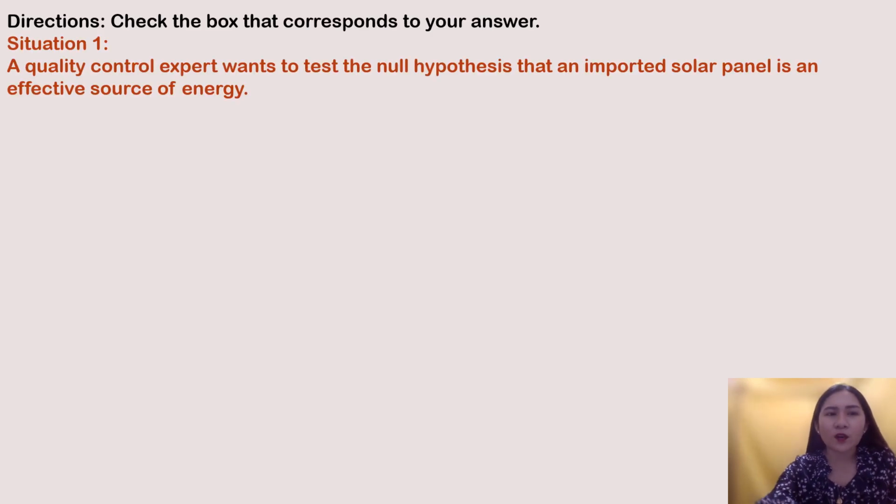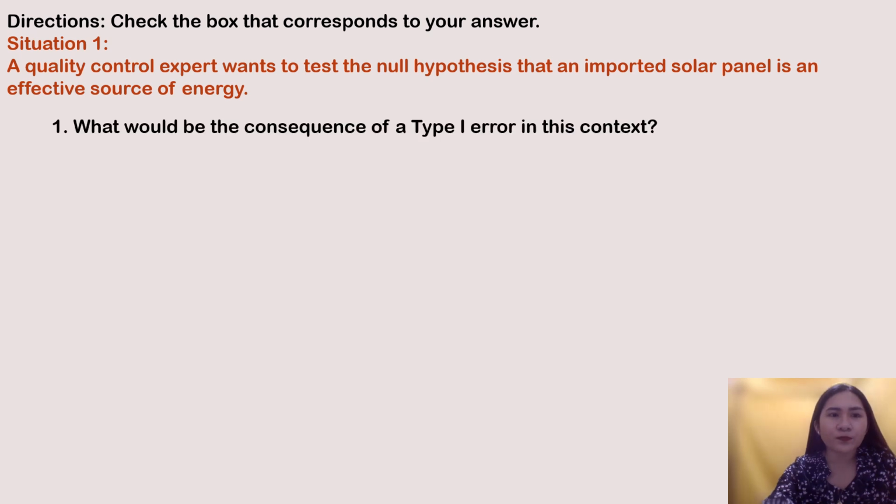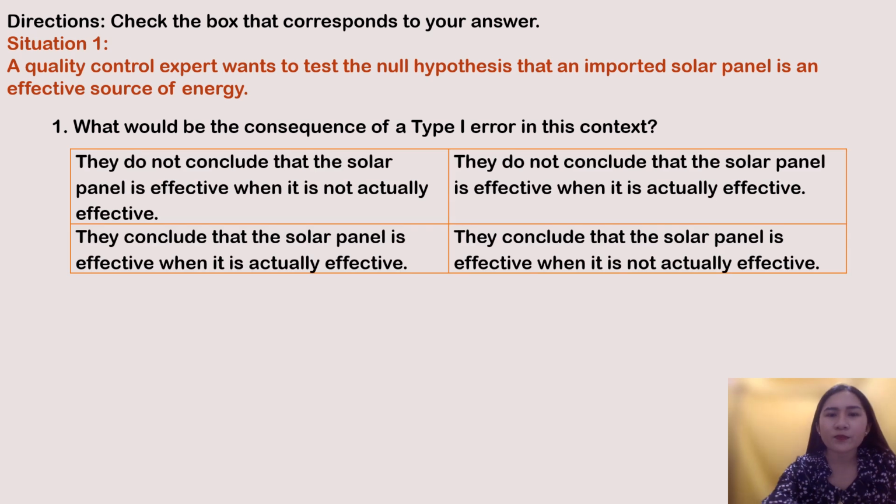Okay? Now, I will be giving you situations and let's try to choose the correct consequence once these errors happen in real life. Okay? Now, the direction is check the box that corresponds to your answer. Now, the first situation, a quality control expert wants to test the null hypothesis that an imported solar panel is an effective source of energy. Now, what would be the consequence of a type 1 error in this context? I want you to analyze.